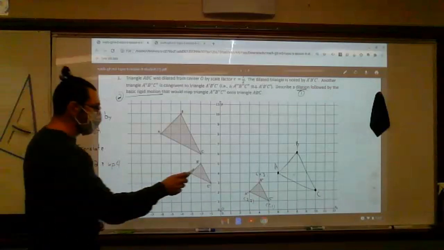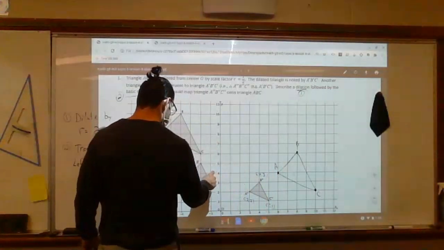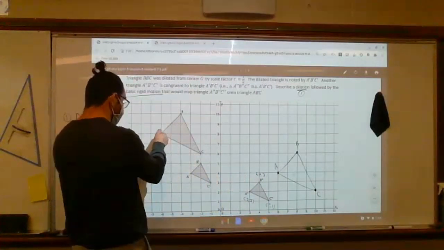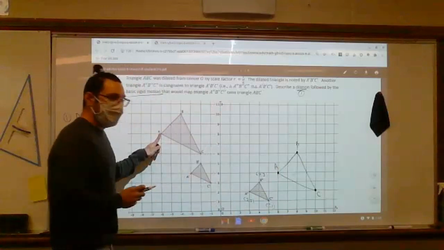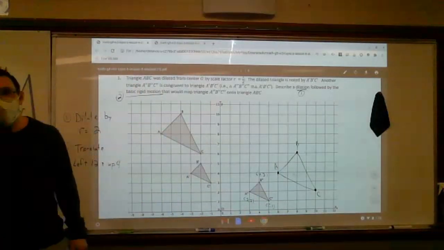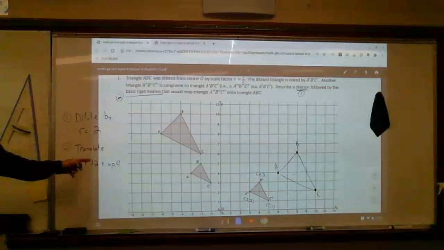Let's find out. I'm going to move this. 1, 2, 3, 4, 5, 6, 7, 8, 9, 10, 11, 12. 1, 2, 3, 4. Oh my gosh, that's perfect. Do I need to do that with every point? No, because these are rigid, which means it doesn't change the shape or the orientation.